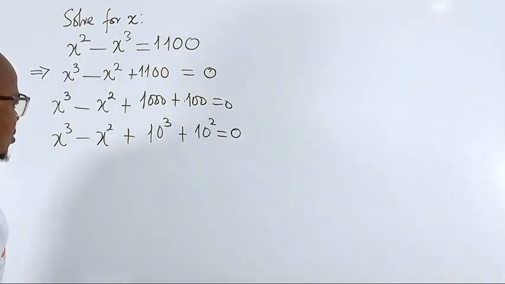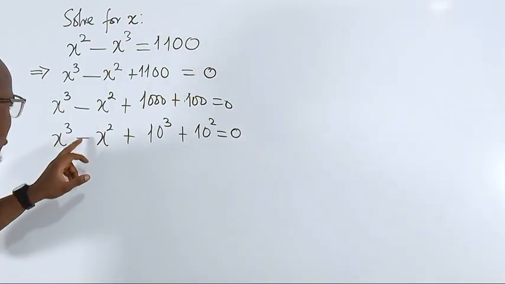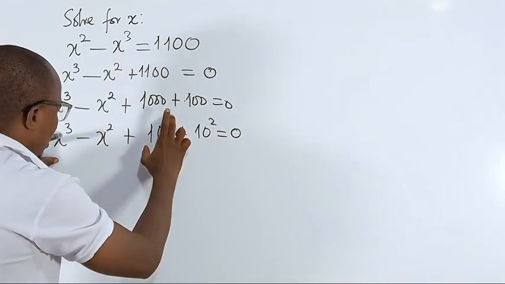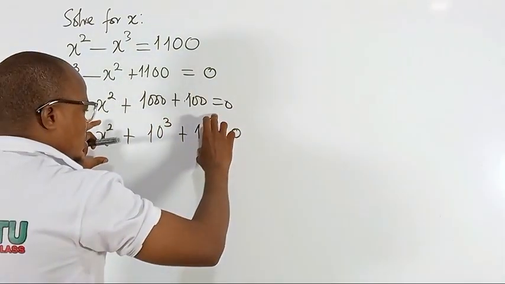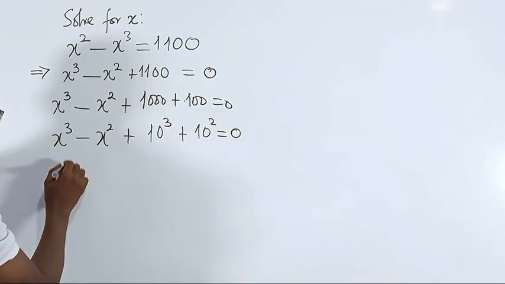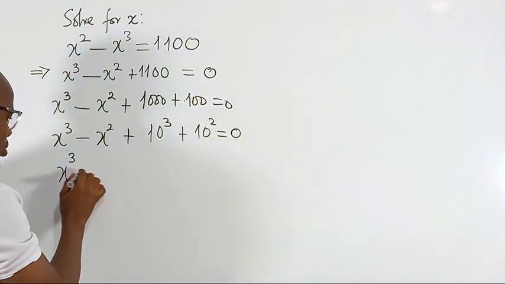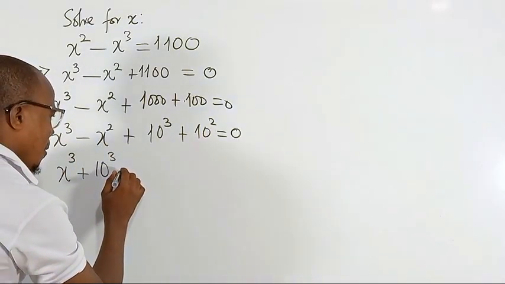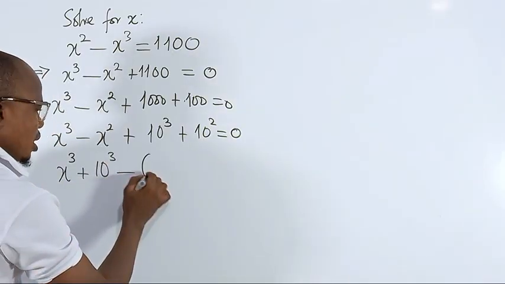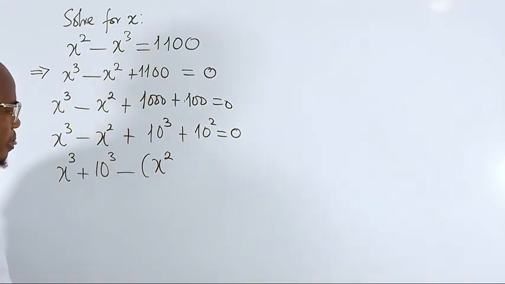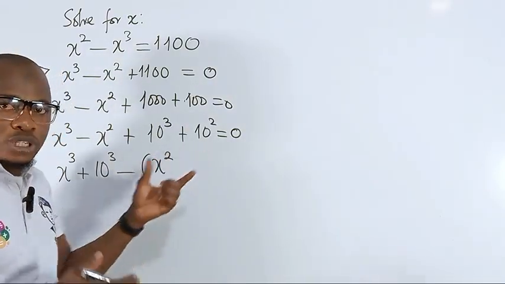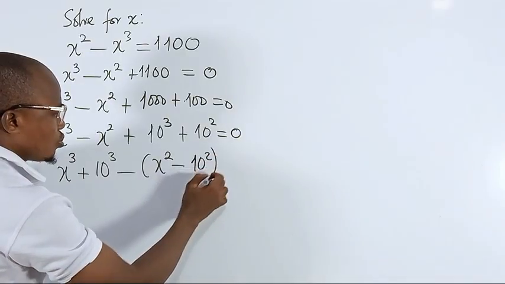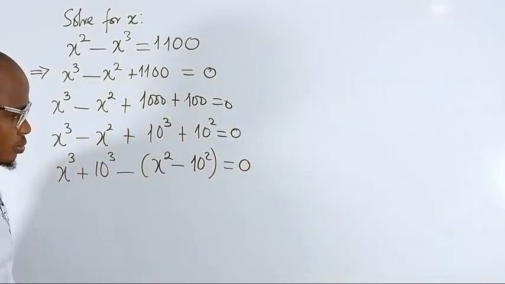Now from here we have x to the power of 3 minus x to the power of 2 plus this. So let's try to combine the one with power 3 and the one with power 2. So if you have x to the power of 3 plus 10 to the power of 3, now here and this one we have minus x to the power of 2. Because I want to put the 2 inside the bracket, so this is going to be minus 10 to the power of 2, then everything equals 0.